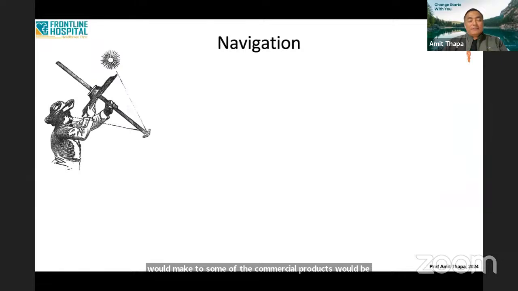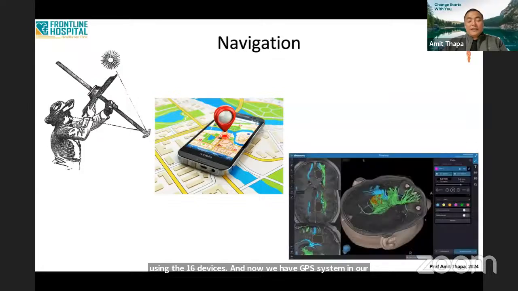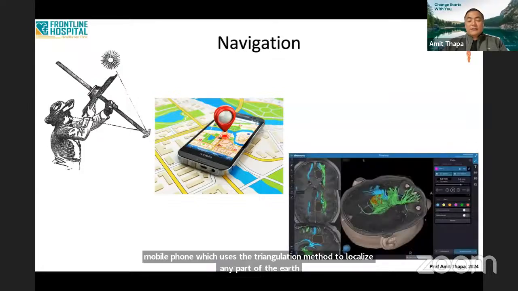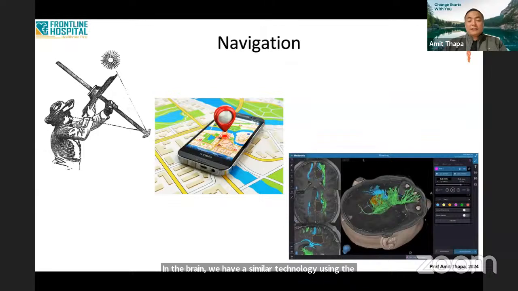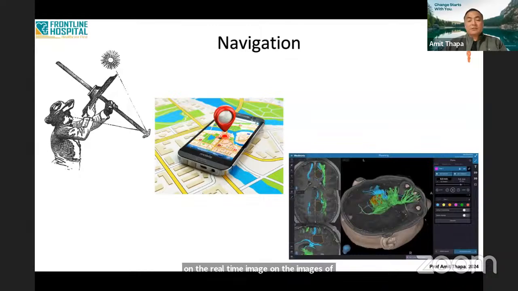Well, we all know that navigation had actually started with the ocean explorers using the polar star as well as the sun as the coordinates, using sixteen devices. And now we have GPS system in our mobile phone, which uses the triangulation method to localize any part of the Earth. In the brain, we have similar technology using the navigation system, where we can even track the fiber tracts these days on the real-time images of the patient, on the patient's head, as we are operating on the patient.